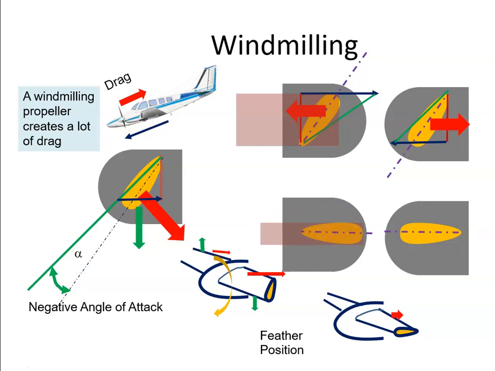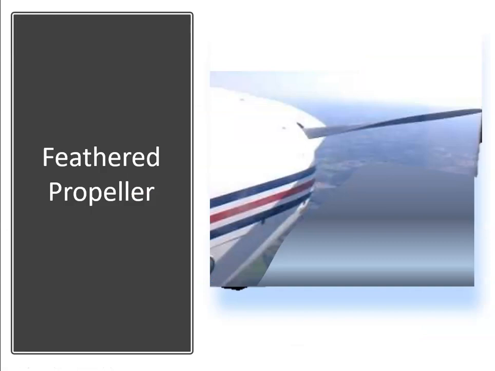And the following is a picture I have of a feathered propeller. I borrowed this from YouTube, and you can see the propeller is in a stationary position, and the blade is at an angle of about 90 degrees, so it's not rotating.